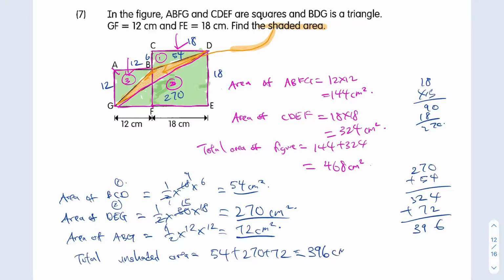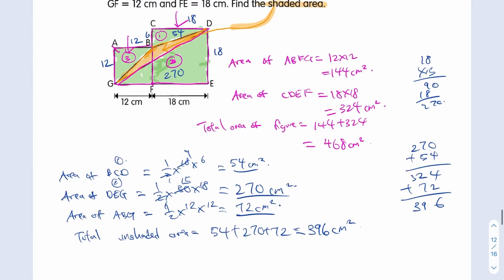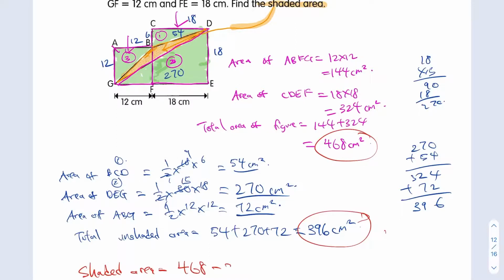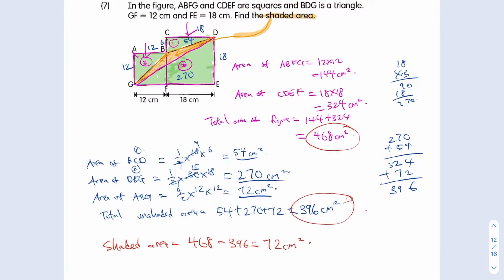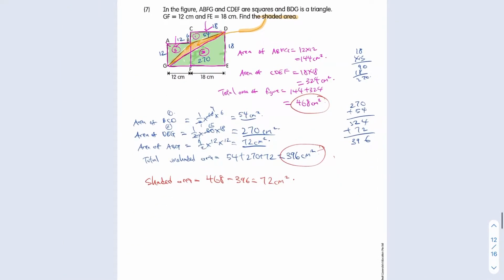396 square centimeters. So to find shaded area, I'm going to use a different color for better visual. So shaded area would be this number minus this number. So 468 minus 396 should give you 72 square centimeters. Do point out if I'm wrong. Okay, so the shaded area would be 72 square centimeters.